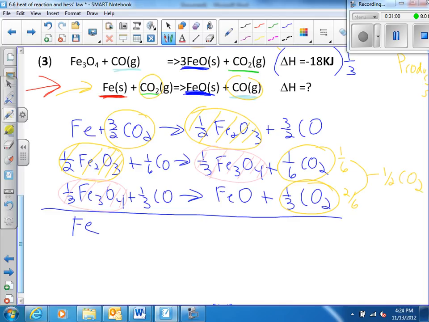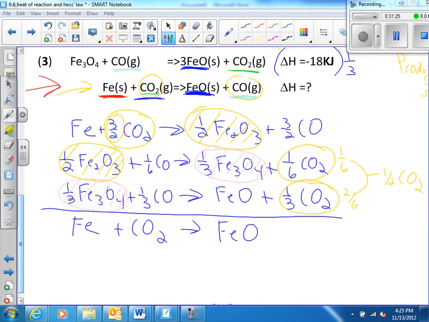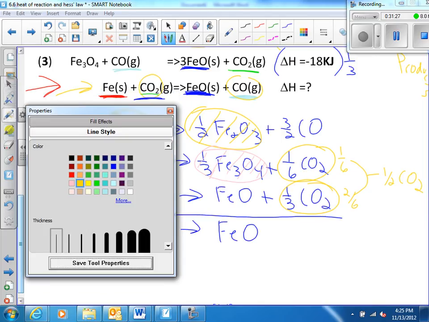And I had 3/2 of a CO2 on the left, so I'm left with 3/2 minus 1/2, which is 1 CO2. That's how many I needed. That worked out quite nicely. So I've taken care of my CO2s. Now my FeO, I only have one of those. And I need to figure out my carbon monoxides now.